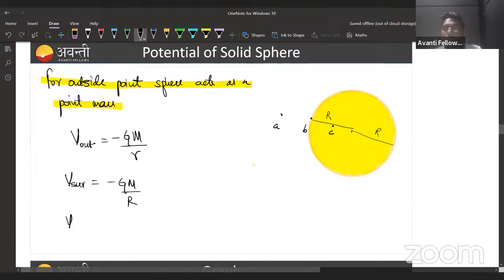So we substitute r with capital R. Now, V inside. This is important. V inside is GM by, see, GM is common. Now you have to take R cube here. If you take R cube here, you have to introduce R square in the denominator. That will be 3 by 2 R square minus 1 by 2 small r square. Remember this. This is very, very important.